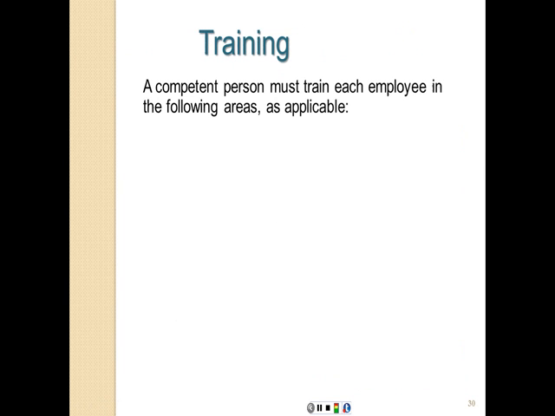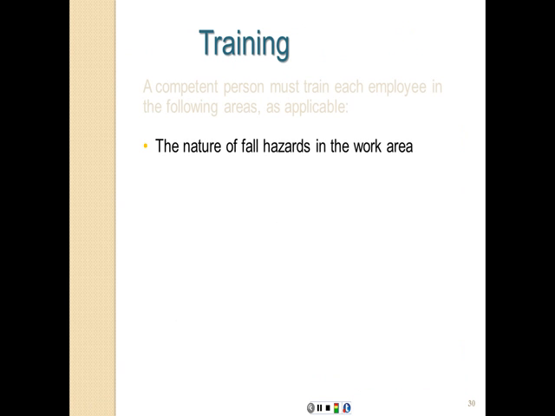What kind of training? Since we mentioned that one of the violations is not providing a training program, what kind of training should we have? A competent person must train each employee in the following areas as applicable. The nature of fall hazards in the work area, so they should know about the hazards of falling and what are the different elevations where they should be tied and so on.